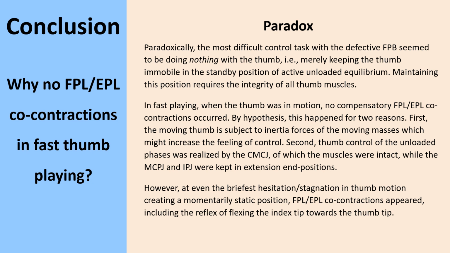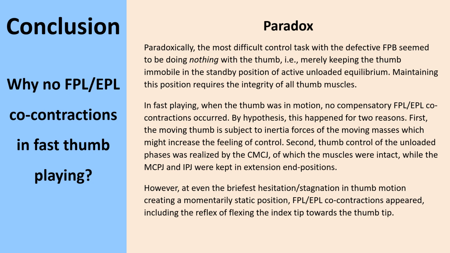In conclusion, why no FPL-EPL co-contractions occurred in fast thumb playing. Paradoxically, the most difficult control task with the defective flexor pollicis brevis seemed to be doing nothing with the thumb, that is, merely keeping the thumb in the standby position of static, unloaded equilibrium. Theoretically, in this position, one muscle more is needed than in loaded static equilibrium. In fast playing, when the thumb was in motion, no compensatory FPL-EPL co-contractions occurred.